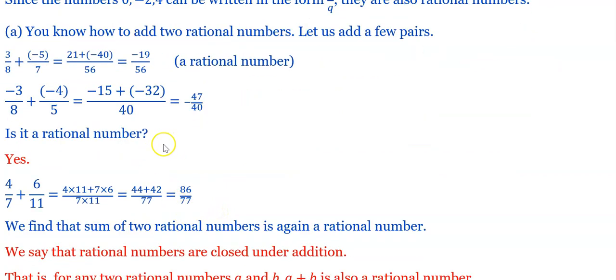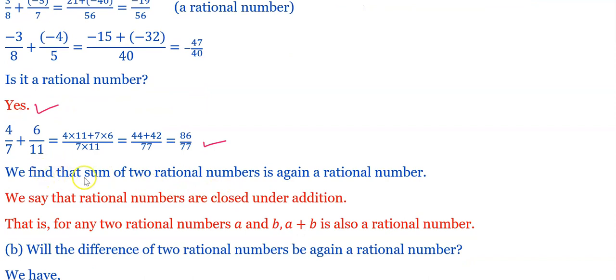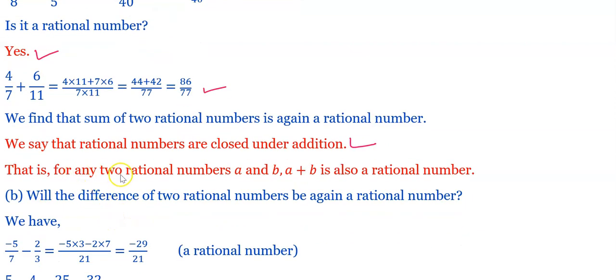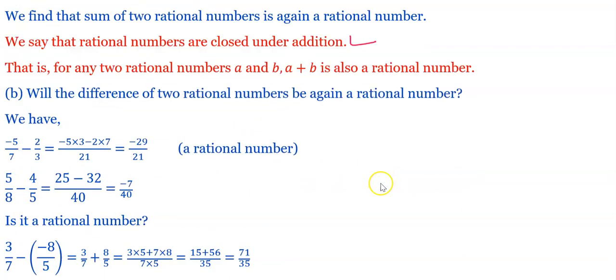Is it a rational number? Yes, it is a rational number. Again, this addition of two rational numbers is again a rational number. We find that the sum of two rational numbers is again a rational number. We say that rational numbers are closed under addition, and therefore for any two rational numbers a and b, a plus b is also a rational number.